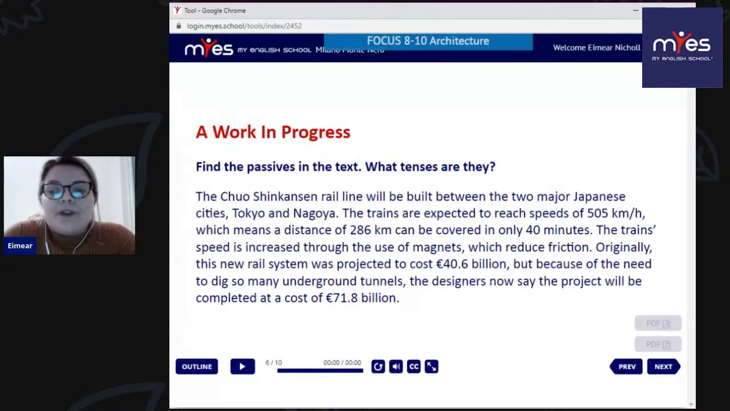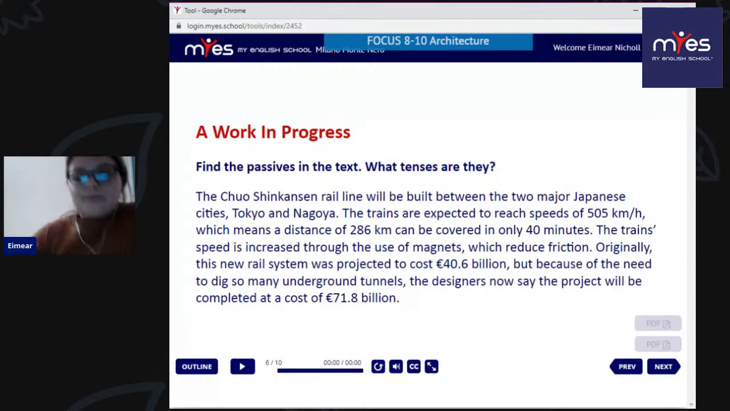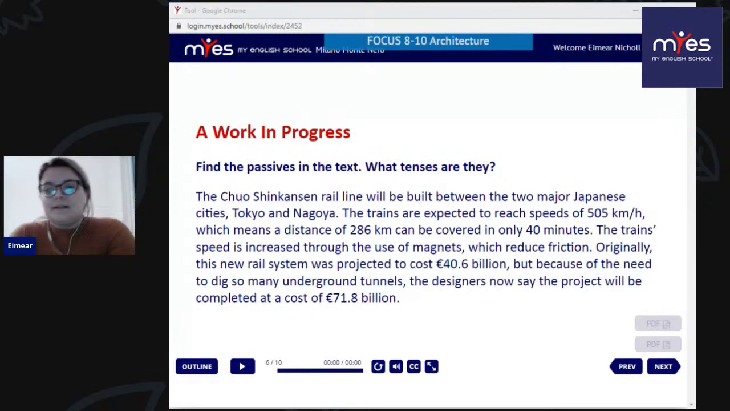Okay, so find the passives in the text and what tenses are they? So the same exercise again. I'll give you a few minutes to find the passives and their tenses. Okay, so when you have the answer, write them in the chat. What tenses are they?